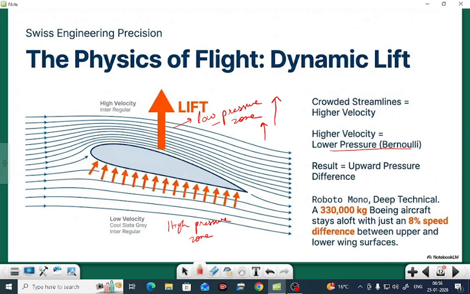A 330,000 kg Boeing aircraft stays aloft with just an 8% speed difference between the upper and the lower wing surfaces. This is the physics of flight, or dynamic lift.